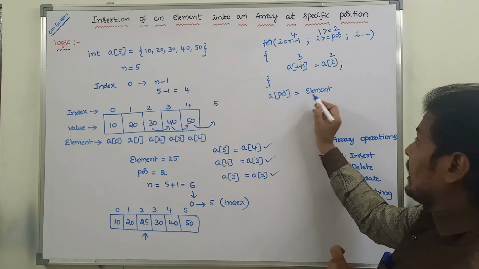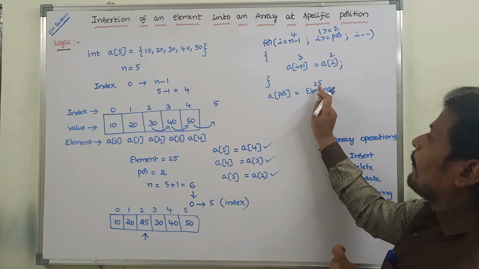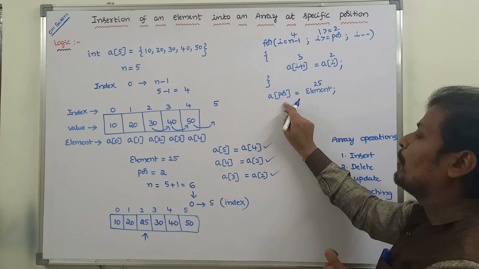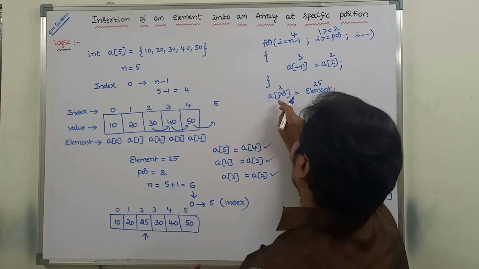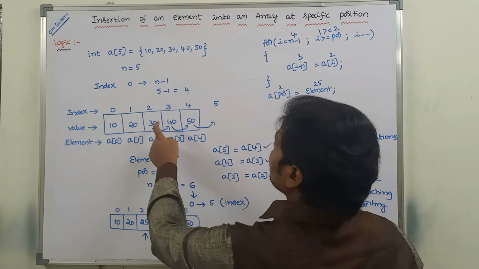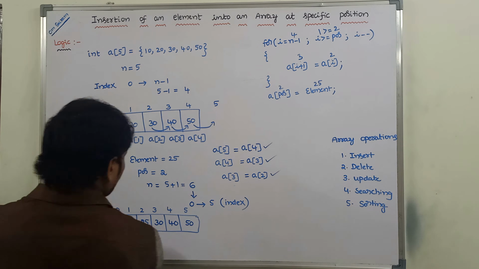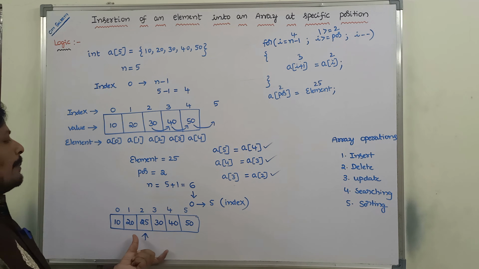So here, what is element value? Element value is 25. 25 can be assigned to A of POS. What is POS value? That is 2. So 25 can be assigned to A of 2. So now A of 2 contains 25. After inserting element 25 at position 2, these are the elements that are there.